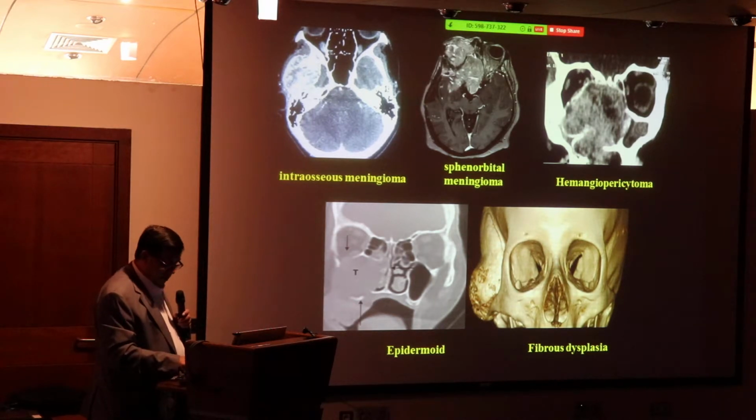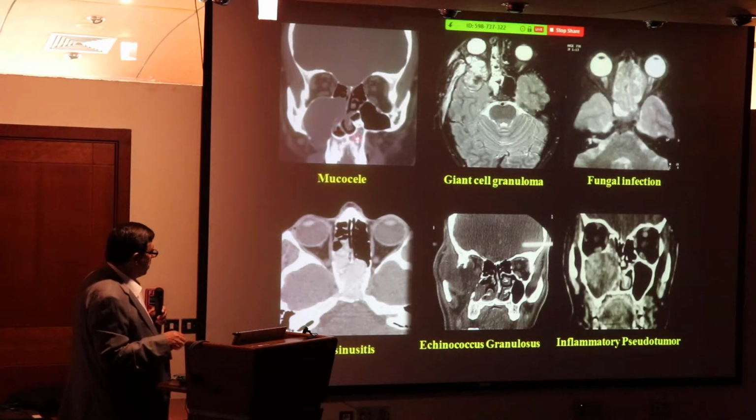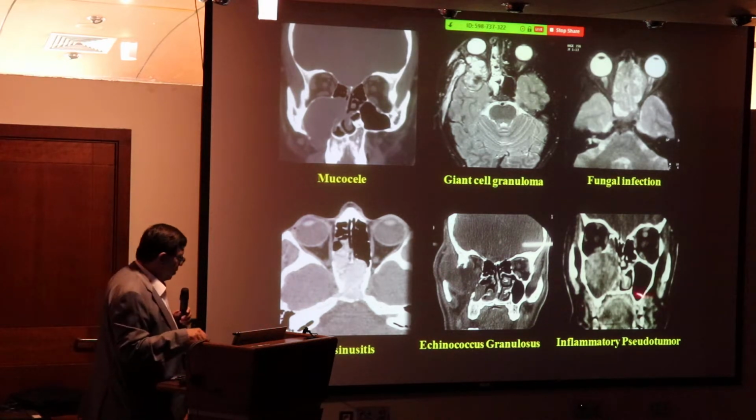So to understand what you are going to do, you have to make a proper diagnosis. Mucocele, one of the commonest cases that come to the ENT clinic. Giant cell granuloma, fungal infection. This was a Libyan chap with this major fungal infection. Allergic rhinitis, echinococcus, hydatid disease affecting the orbit, and the inflammatory pseudotumor.